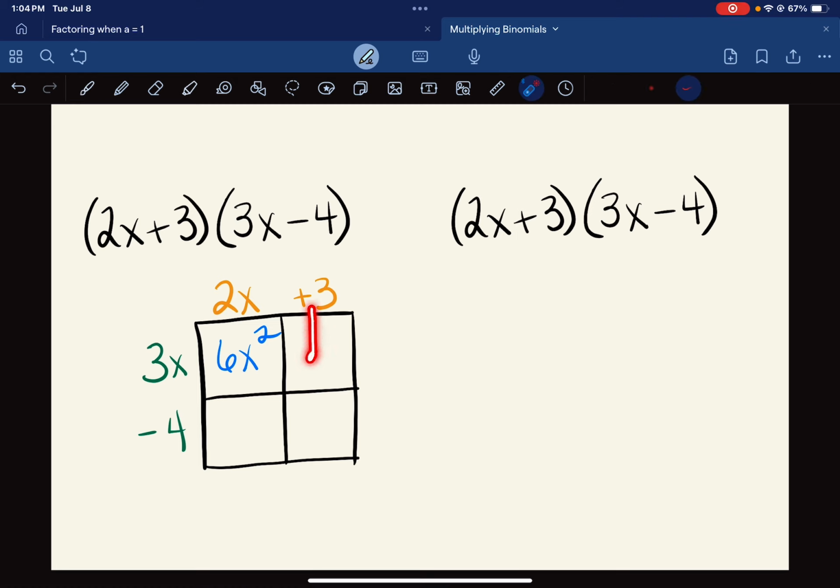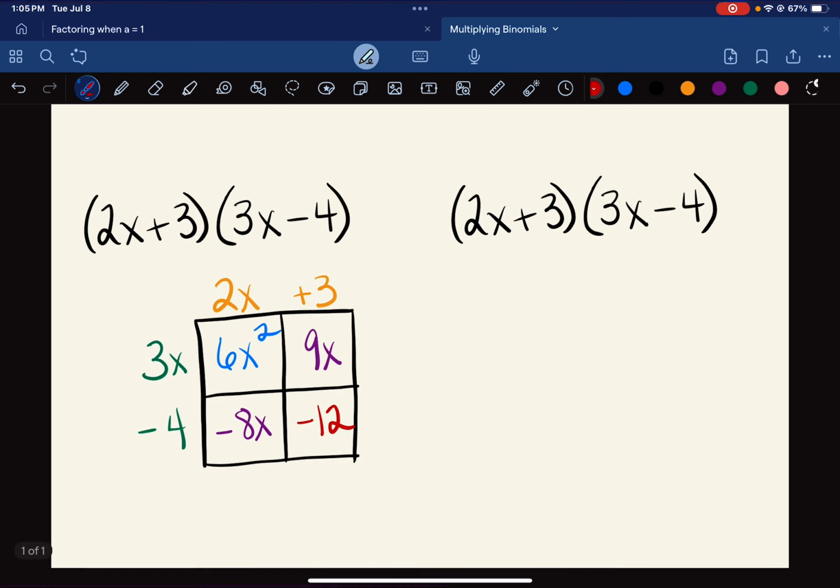Our next box, we go up and left. So we have 3 times 3x, which gives us 9x. Our next box right here, up and left, 2x times negative 4 is going to give us our negative 8x. And then inside our last box, we have 3 times negative 4. 3 times negative 4 is going to give us a negative 12.